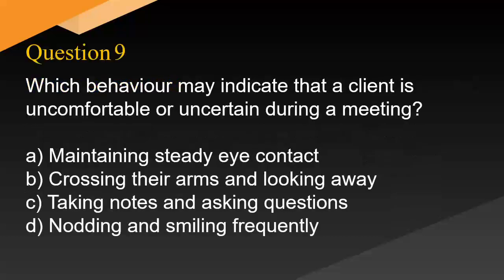Which behavior may indicate that a client is uncomfortable or uncertain during a meeting? A. Maintaining steady eye contact. B. Crossing their arms and looking away. C. Taking notes and asking questions. D. Nodding and smiling frequently.